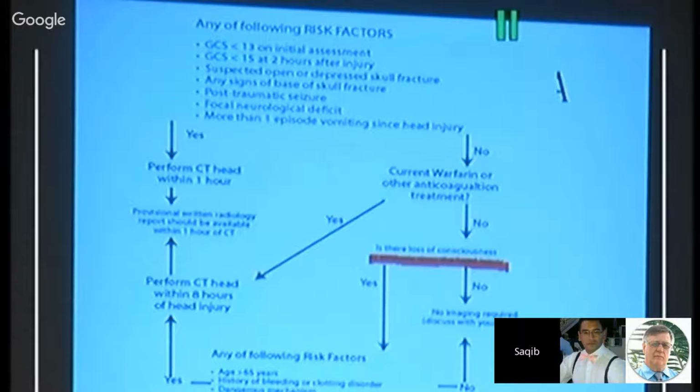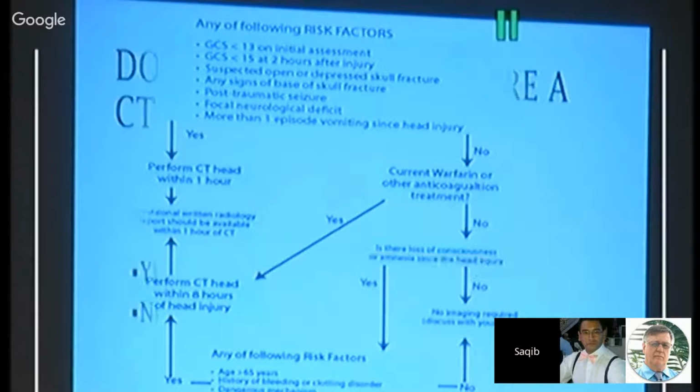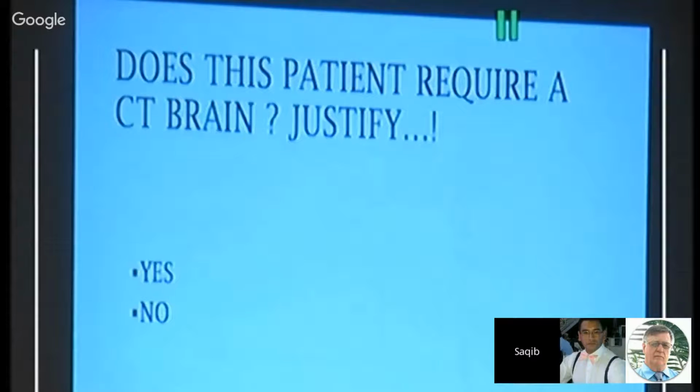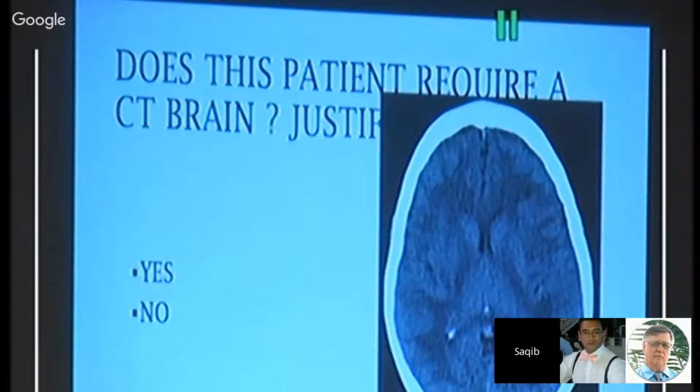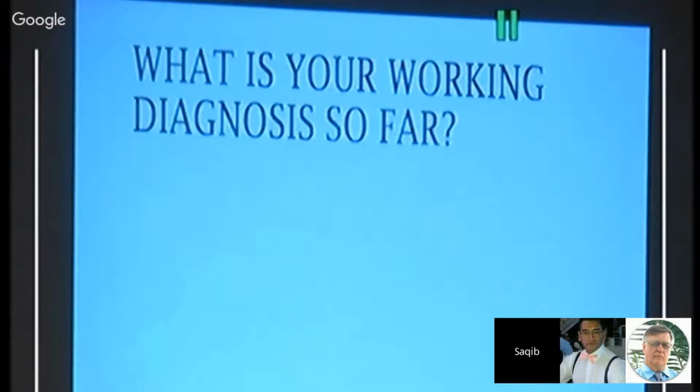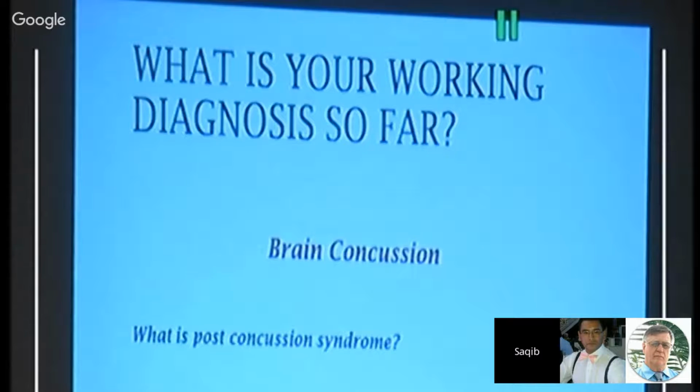Also, this patient was doing one wheeling. And with one wheeling, if you have a fall from more than 4 meters, even if the patient does not have retrograde amnesia, you should go for a CT scan. So this patient was doing one wheeling and it was definitely more than 4 meters. So this patient had a CT scan and the CT scan showed this. So what's the diagnosis? Concussion injury, of course. So this patient had brain concussion.